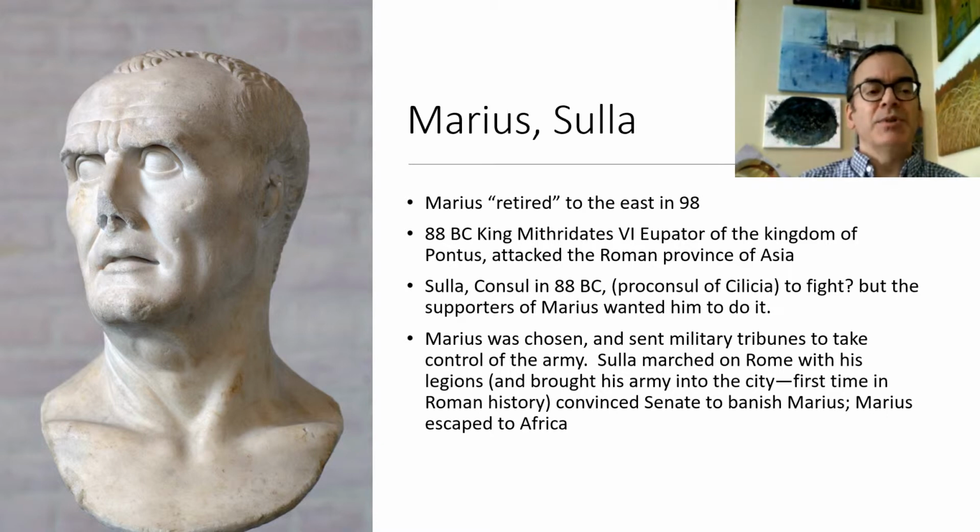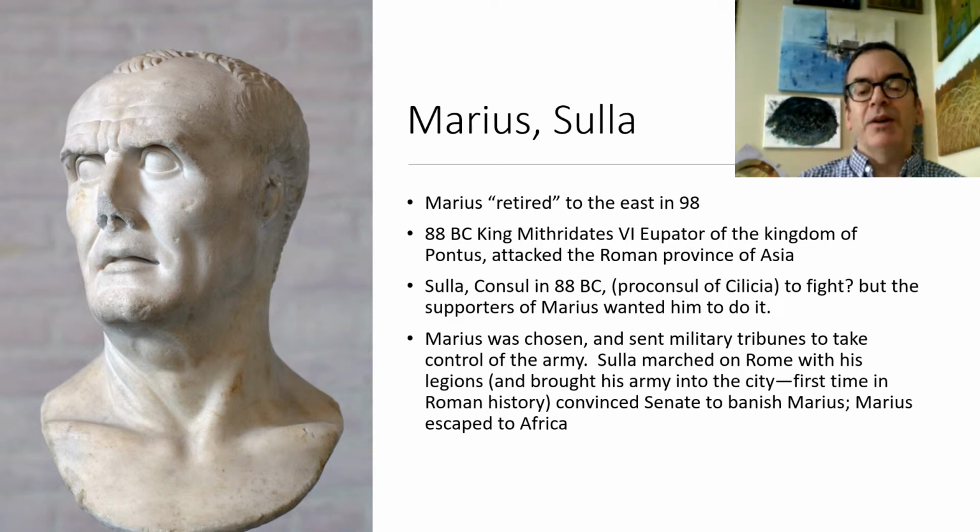But you have the supporters of Marius who want him to fight as well. And what you end up getting is that Marius was chosen, which of course Sulla was not very happy with. So Marius was chosen. He sent military tribunes to take over the military, and Sulla, being really upset, ended up gathering his own soldiers and marching on Rome to take control of it. And this is exactly what he did.